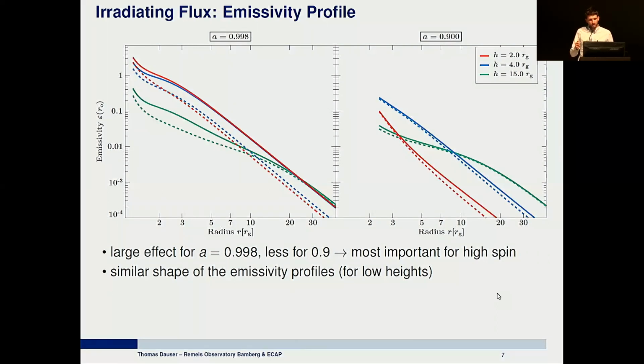And you see that, especially for the high spin case, the normalization is quite different. So the returning radiation adds a lot of flux to the observed emissivity. The shape is still quite similar, I would say, especially for the low height. So you can't really distinguish a height of 2 or 4 Rg in this case. And for a little bit lower spin, you see that the returning radiation doesn't have so much of an effect.